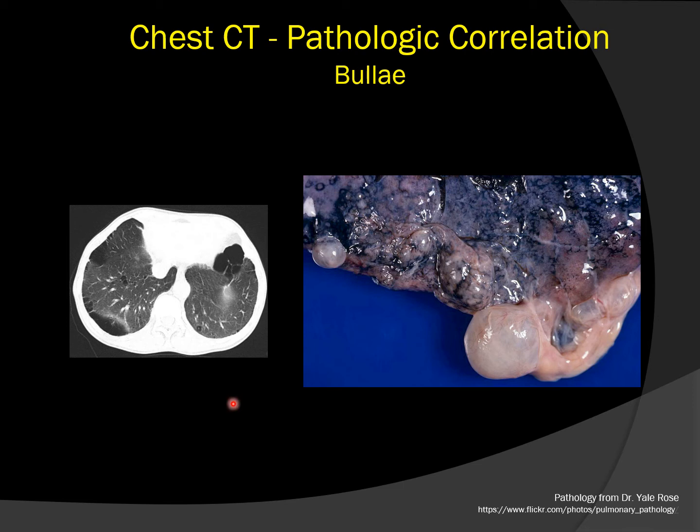This is a nice correlate. We talked about on the surface of the lung are bullae, and this is a pathology specimen of a patient's lung that was removed, hopefully for an operation, like a cancer operation, not an autopsy, but I don't know the source of this material. These materials are actually from a wonderful Flickr site by Dr. Yale Rose. Dr. Rose has his entire pathology collection as open source material that he shares with the world, and he has just the most wonderful collection of pathology to share. So this is how bullae look pathologically.